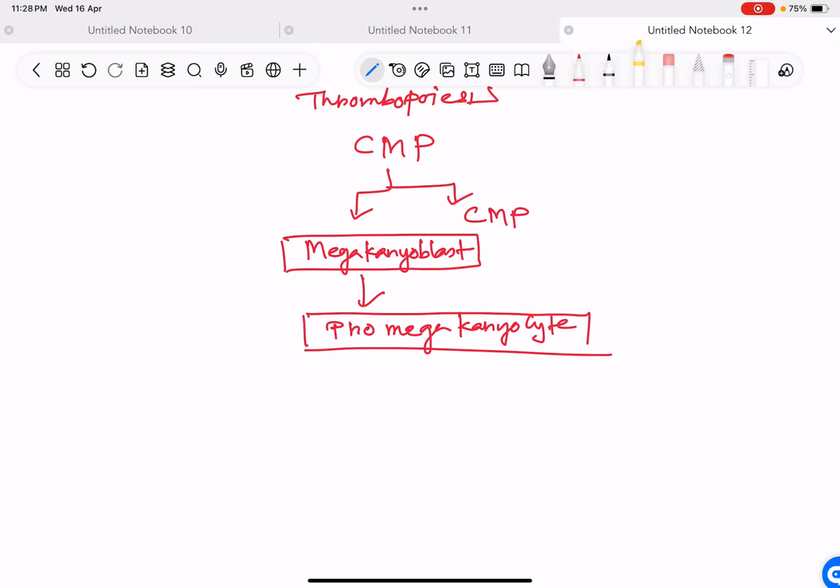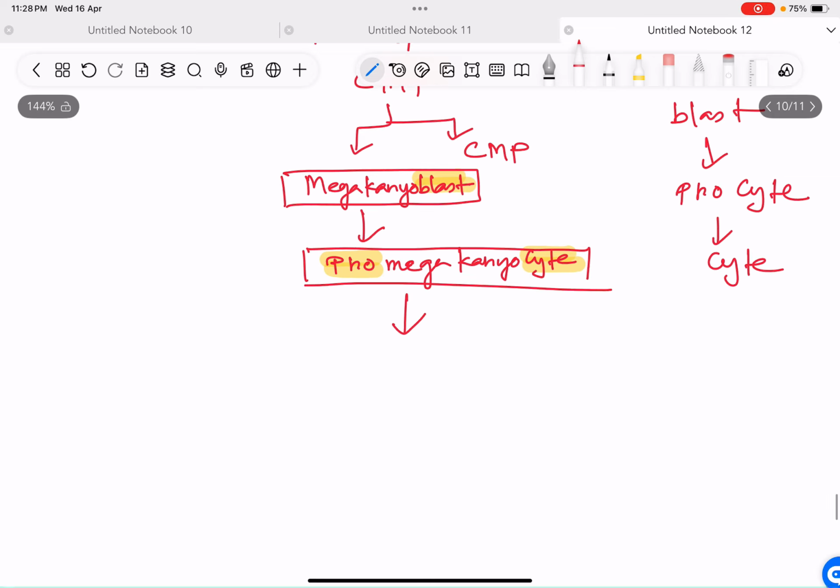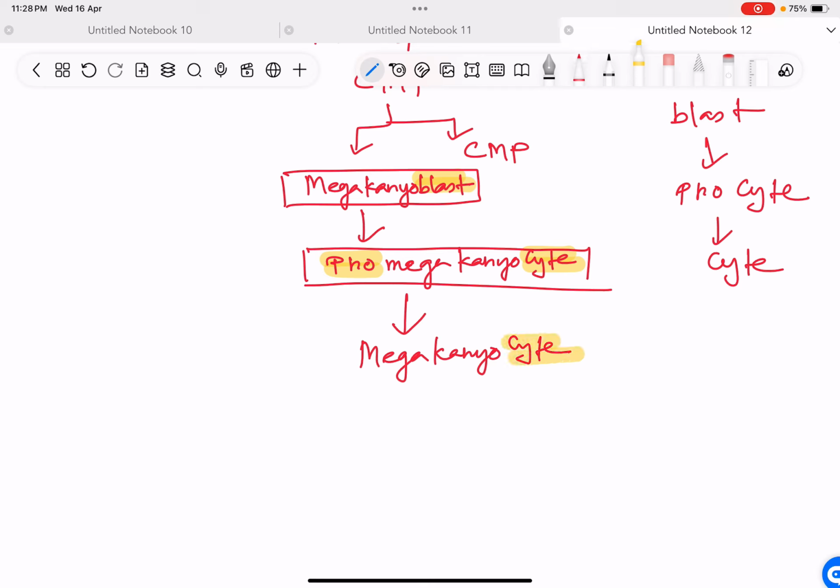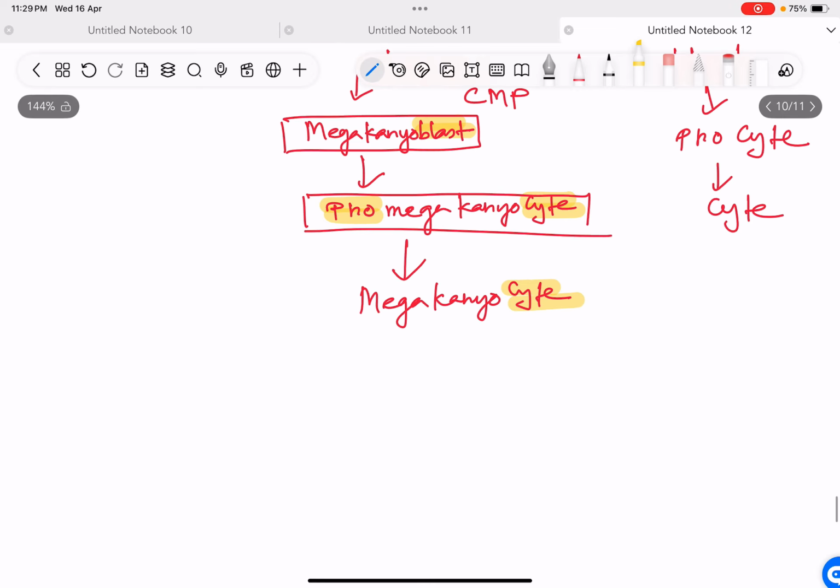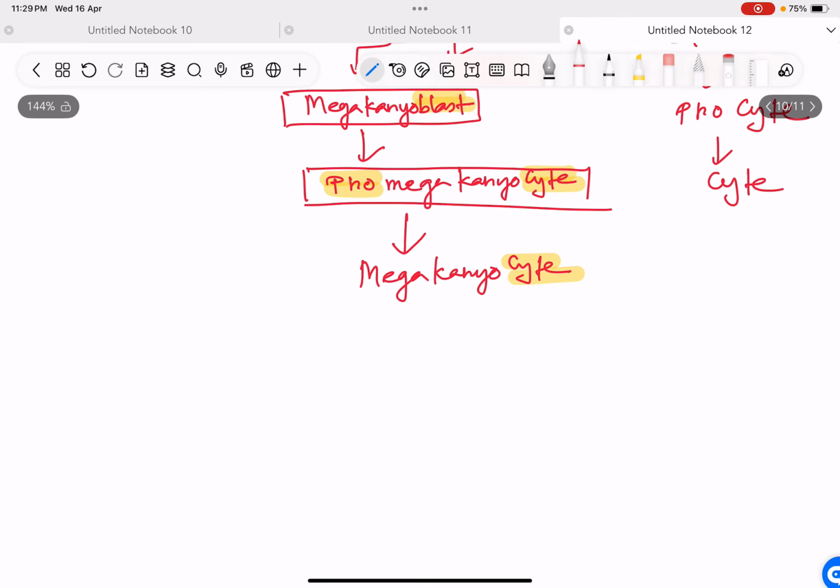Megakaryoblast. So the first cell is the blast cell, then cyte. From blast it becomes cyte, but first it is a procyte. So first remember blast, then procyte, then cyte. So promegakaryocyte will become megakaryocyte. First is megakaryoblast, then promegakaryocyte, and then megakaryocyte. This megakaryocyte will give rise to platelet, because megakaryocyte is a nucleated cell. It has a nucleus, but the platelets don't have a nucleus.